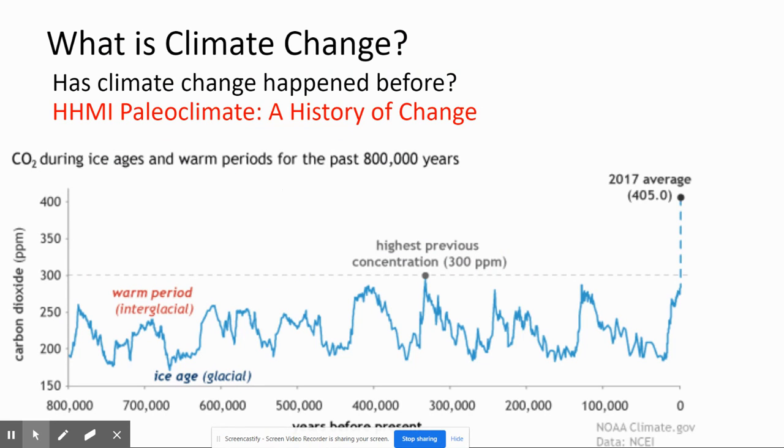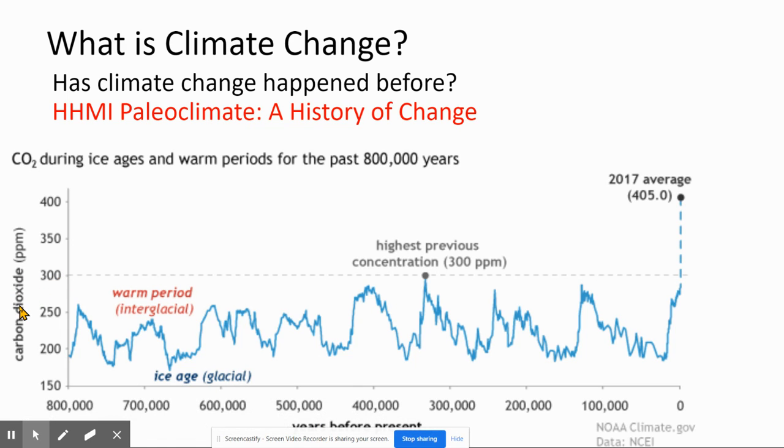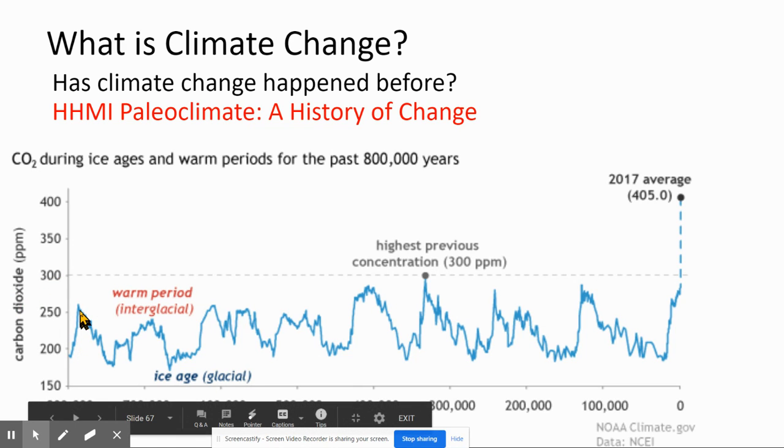All right, so has climate change happened before? This is where that HHMI Paleochem History of Change comes in. The answer is yes, it's happened many times before. This is carbon dioxide, and as carbon dioxide goes up, the Earth gets warmer. Then as it goes down, it gets cooler. Then it goes up, it gets warmer, and down.